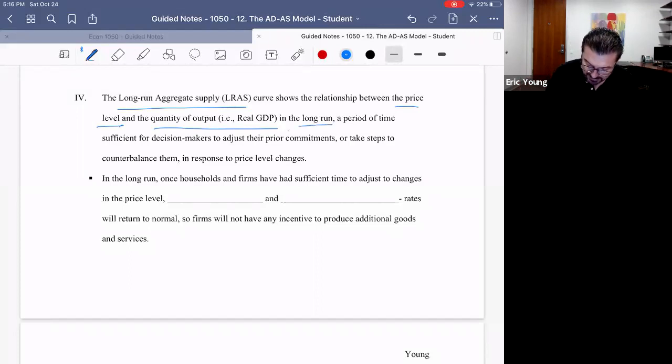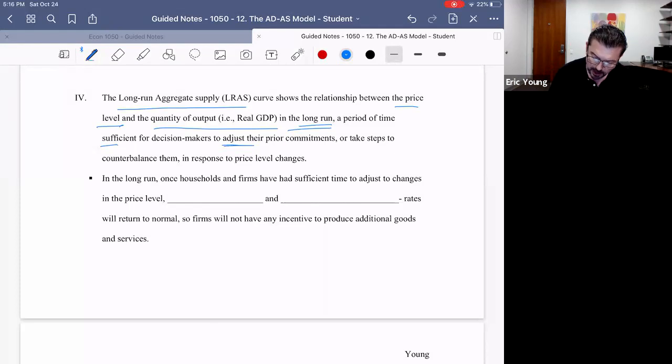But the key is in the long run, which we define in economics as the period of time sufficient for decision makers to adjust to price changes. Remember, in the short run, we had sticky wages, we had sticky prices. We couldn't adjust in the short run because by definition, the time's not long enough. In the long run, by definition, decision makers, households and firms have sufficient time to adjust to changes in wages or changes in other prices.